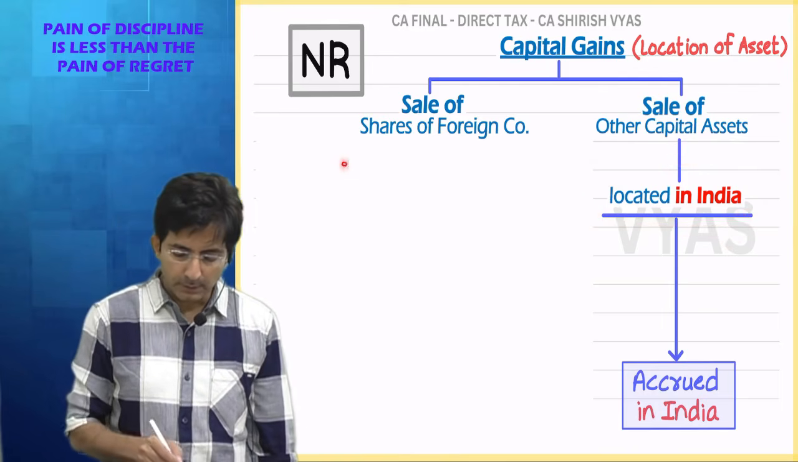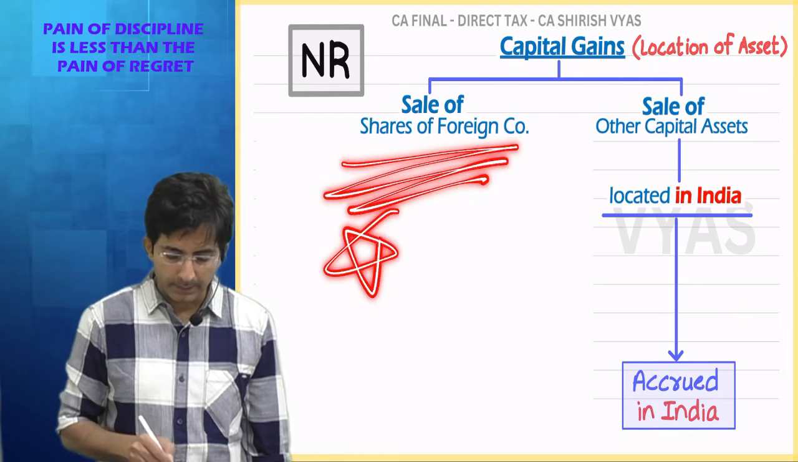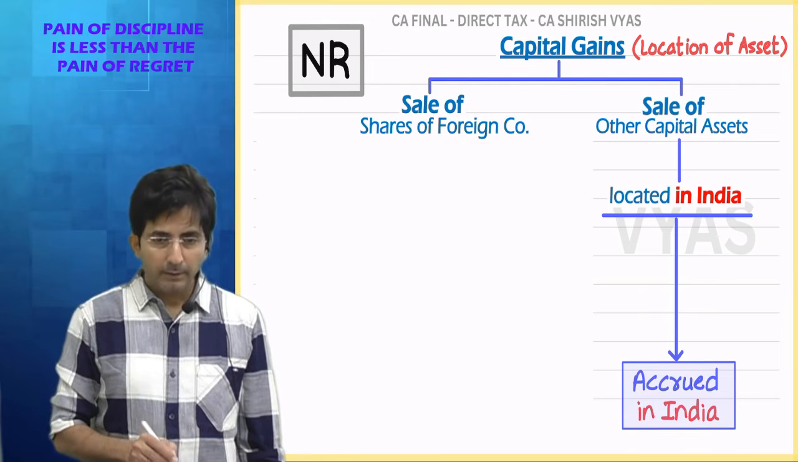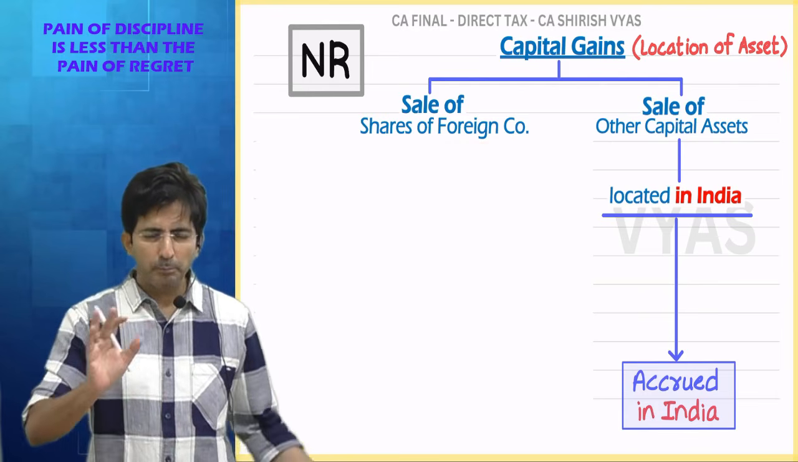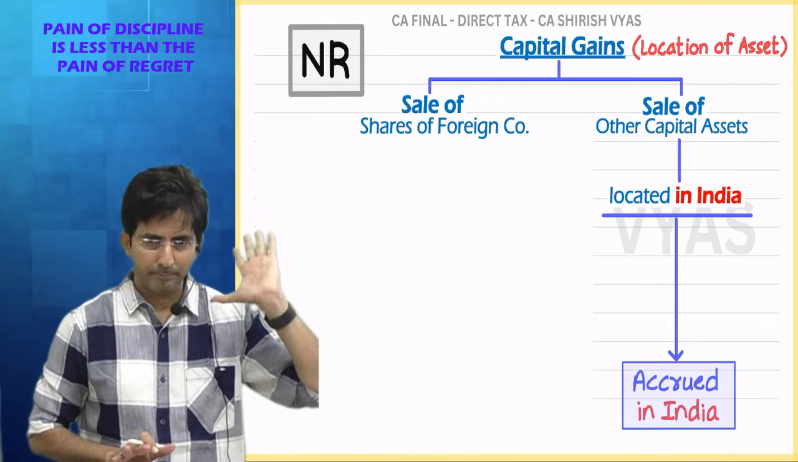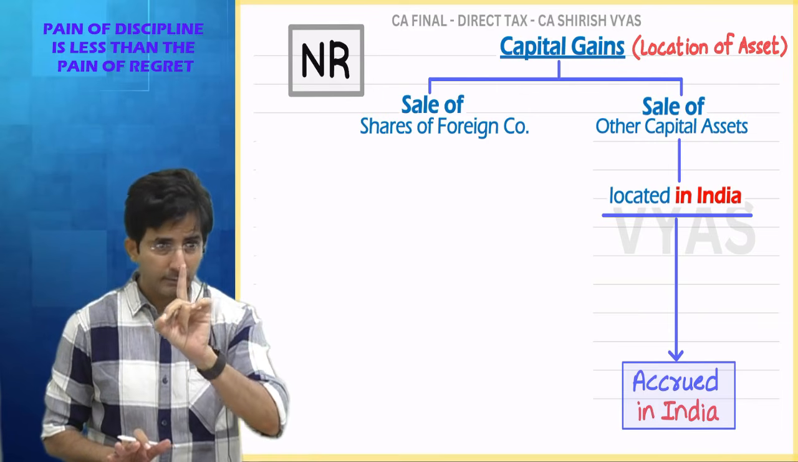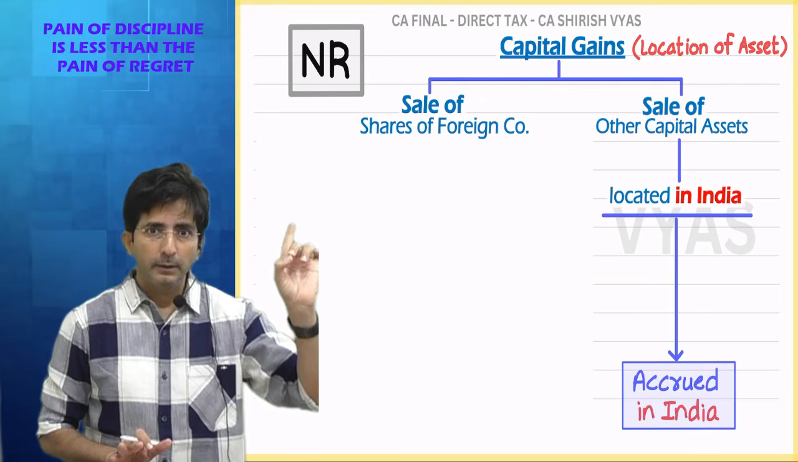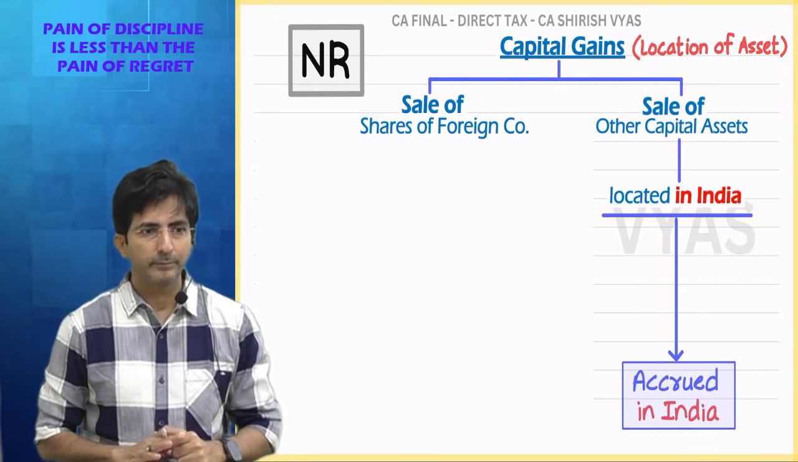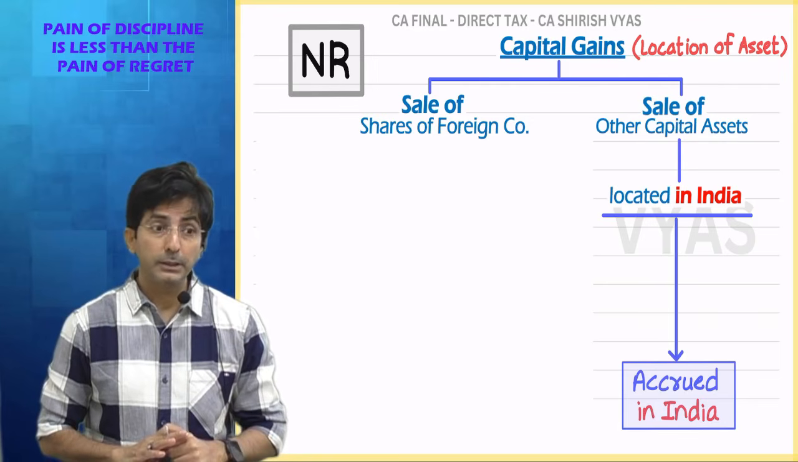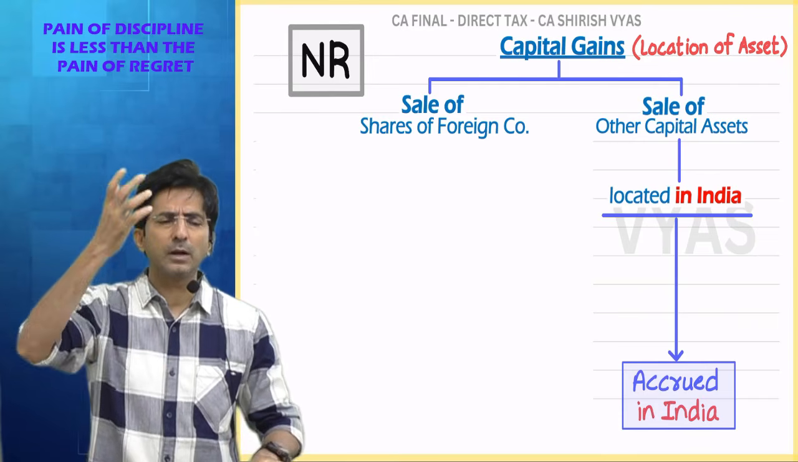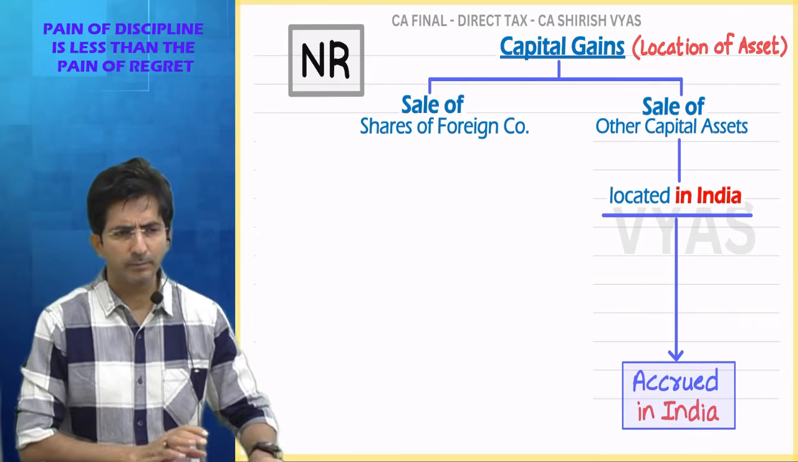Okay, so answer this question now. Try this. This is an interesting case which I have hidden here. Think and answer properly. Please visualize what I am saying. Imagine some Singaporean guy, a non-resident staying in Singapore. He has sold some shares of a German company, a company in Germany. So what is your answer? Is it accrued in India or not?